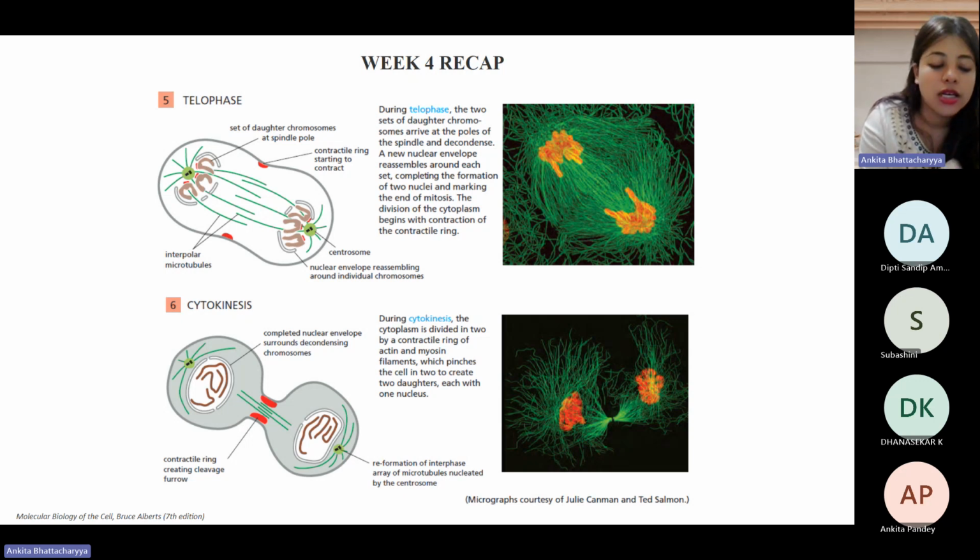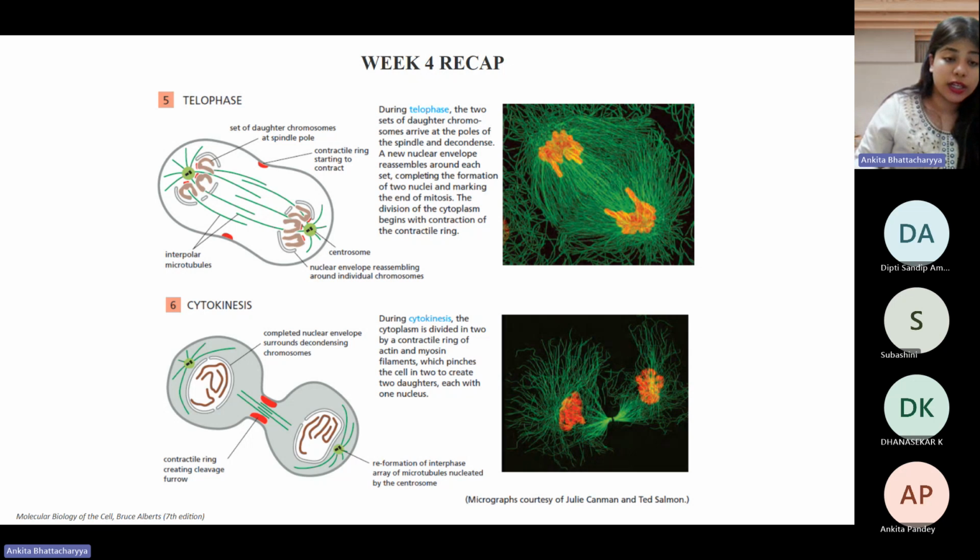Now once the segregation of chromosomes at two opposite poles has occurred, there should again be processes that try to reinstate what was previously in place. The first step that occurs in this direction is that the nuclear envelope starts to reassemble, which completes the formation of the two nuclei, and it effectively marks the end of mitosis, that now cell division is coming towards an end.